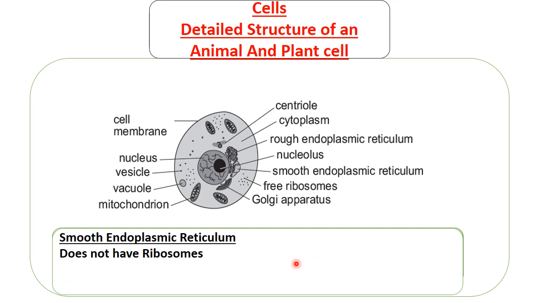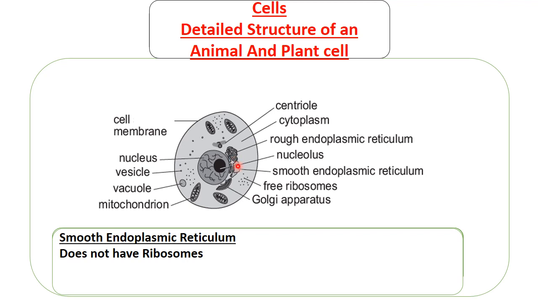Another organelle is the endoplasmic reticulum. So these are the endoplasmic reticulums. In short, we call them ER, so ER for endoplasmic reticulum. There are two types of ERs. There is SER, which is smooth endoplasmic reticulum, and RER, which is rough endoplasmic reticulum. The smooth endoplasmic reticulum doesn't have what are called ribosomes, while rough endoplasmic reticulum has got ribosomes. We're going to discuss what ribosomes are and their functions.